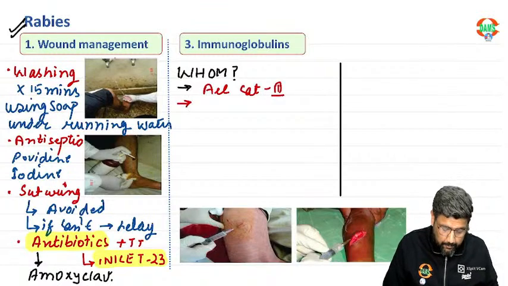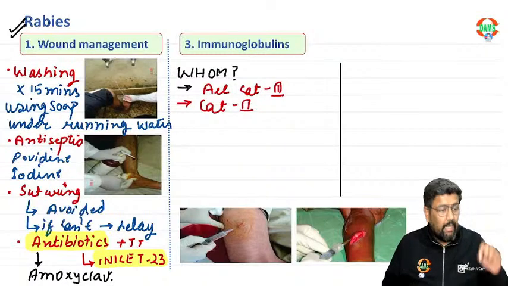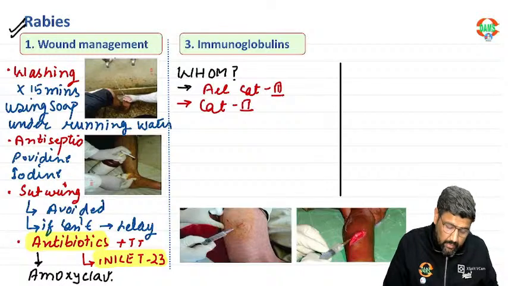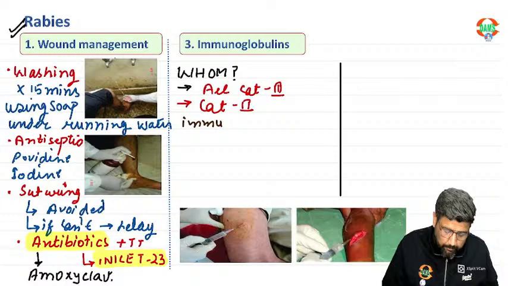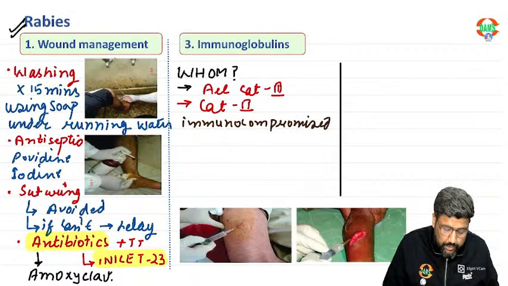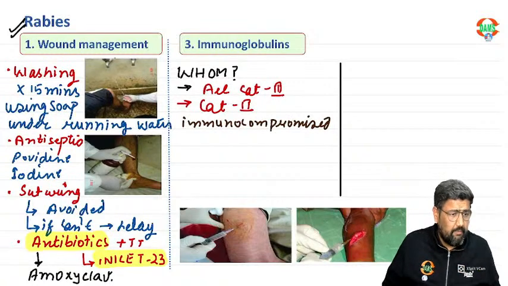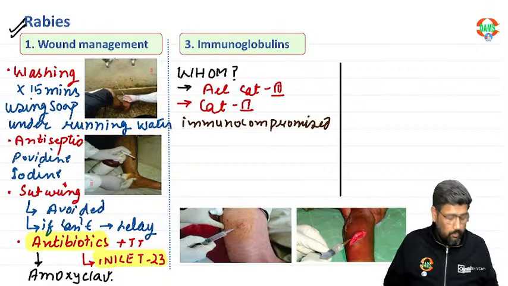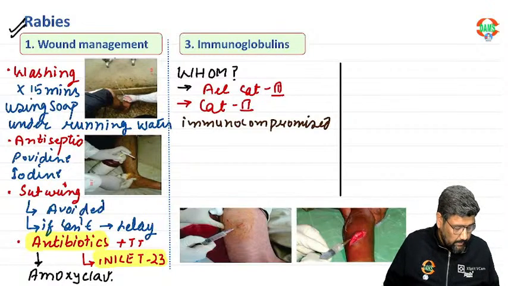And there is one scenario where we can also give it to category 2, and the reason is if the category 2 patient is immunocompromised. If you have a category 2 patient who is immunocompromised, HIV positive, on steroid therapy, anything, you need to give immunoglobulins, right?